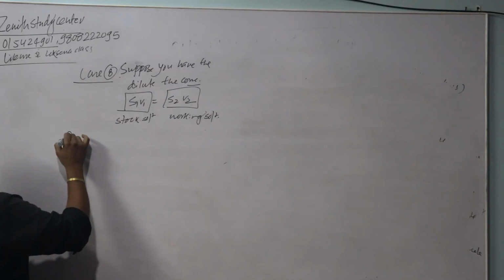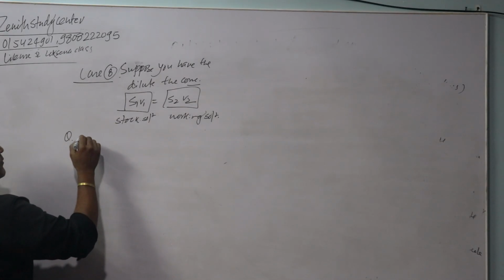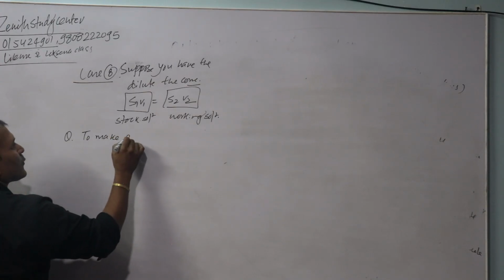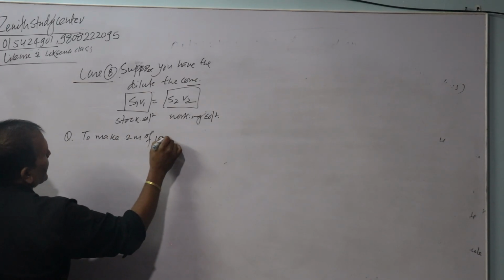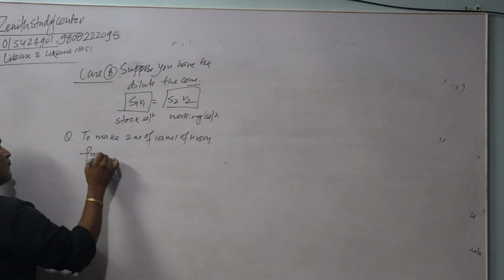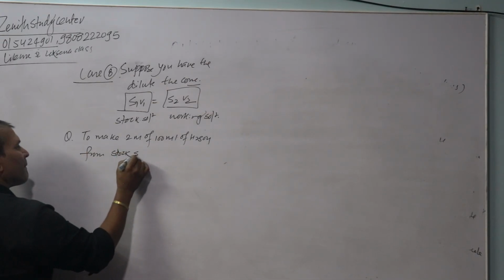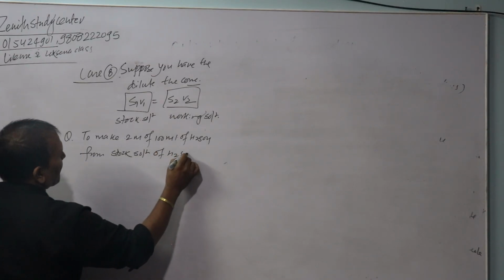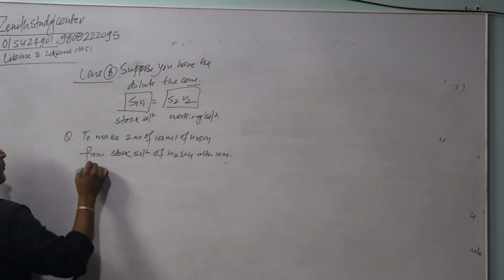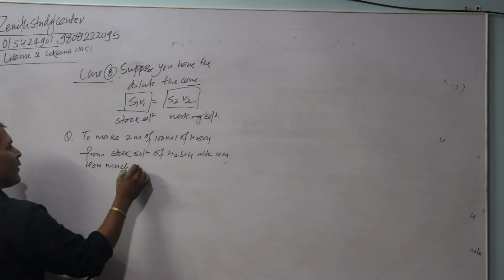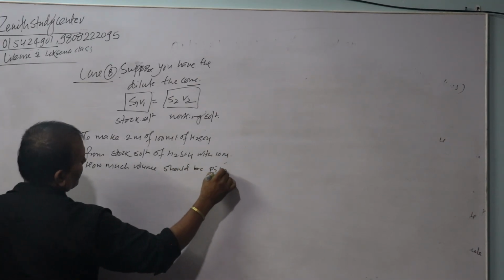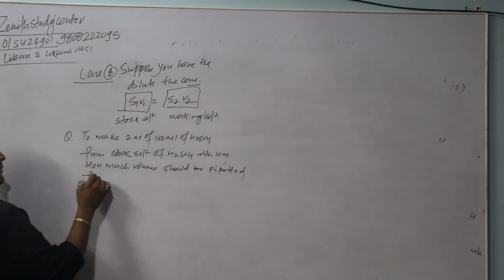Suppose we have a question: to make 2 molar of 100 ml of H2SO4 from a stock solution of H2SO4 with 10 molar, how much volume should be pipetted from the stock solution?